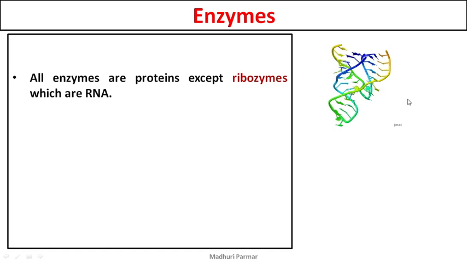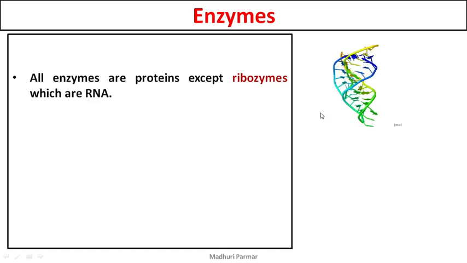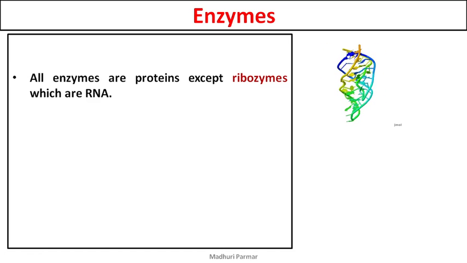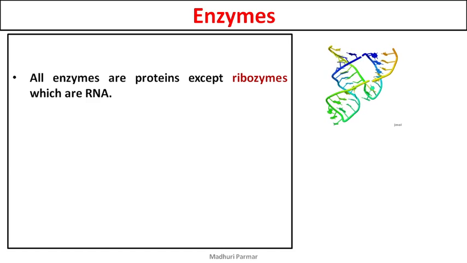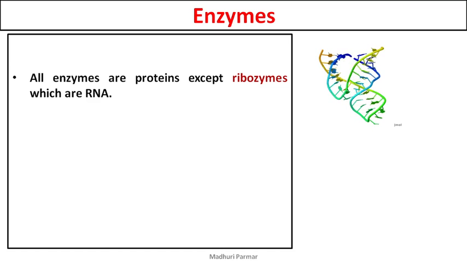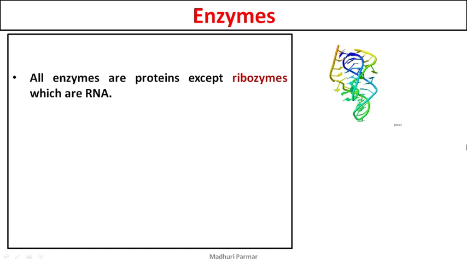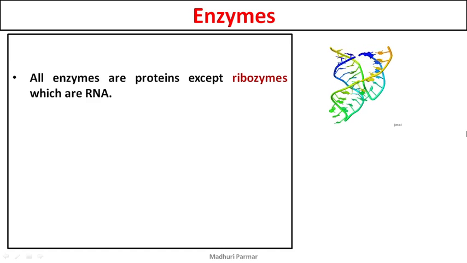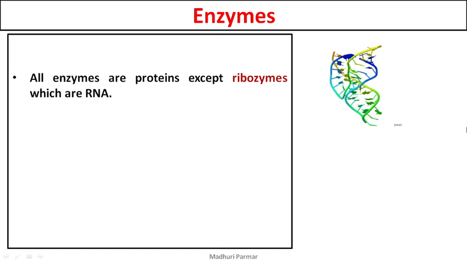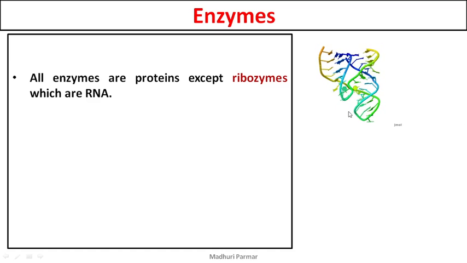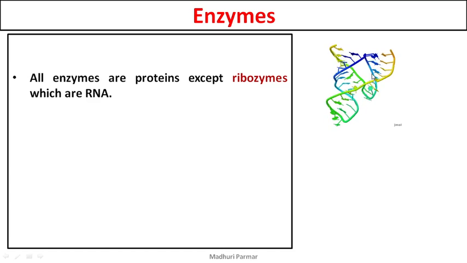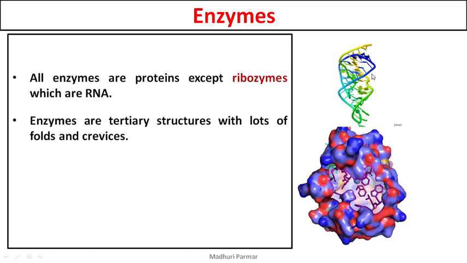Example is peptidyl transferase that you see in your ribosomes. Remember when we were discussing organelles, we discussed ribosome and I told you it has an enzyme which is made up of RNA, and that enzyme is called peptidyl transferase. We will also discuss this when we talk about translation, molecular basis of inheritance, and at that time also we will see that this enzyme is actually made up of RNA.